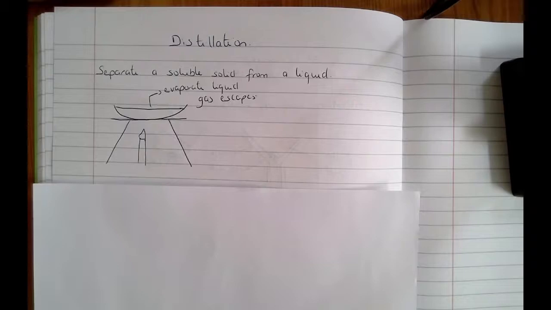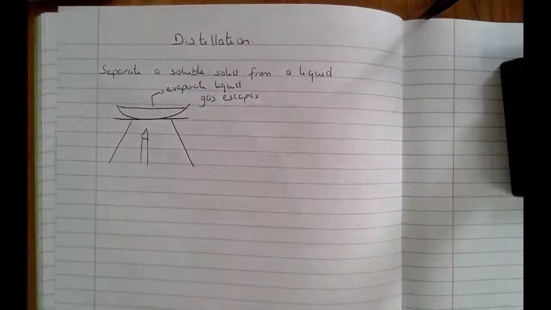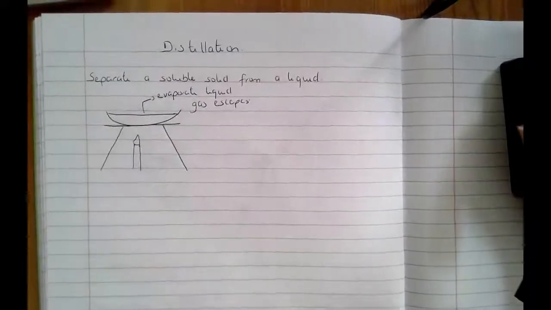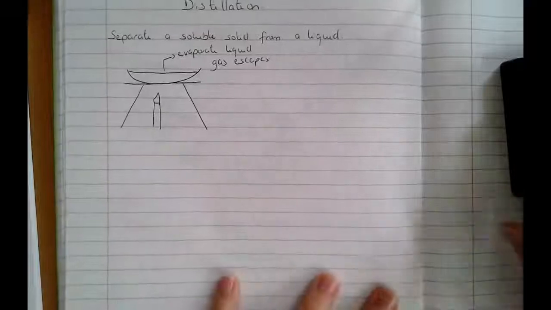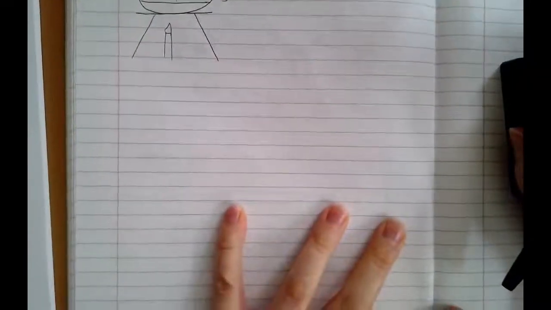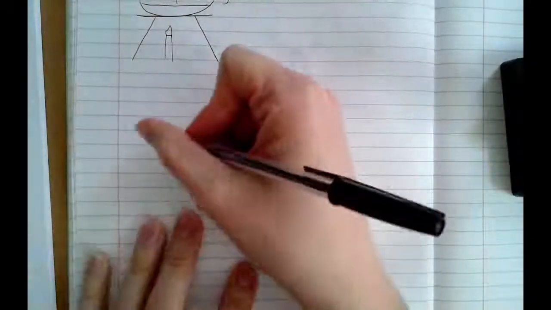What happens though if you wanted to keep the liquid? What if the liquid was what you were interested in? You wouldn't want that liquid to just escape. You would want to have the liquid at the end of the experiment, and with crystallization, you don't. If you want to actually keep that liquid, then you use a different method. You use distillation. So the process is similar.